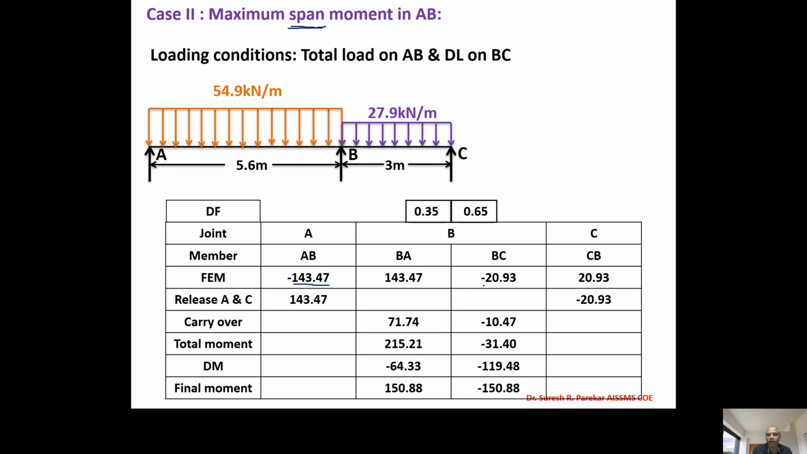And here we have only dead load, so minus 20.93. Again, we are going to release it, so it becomes 0. Release this, becomes 0. Then we have to carry over half of this. So now I will not explain this.